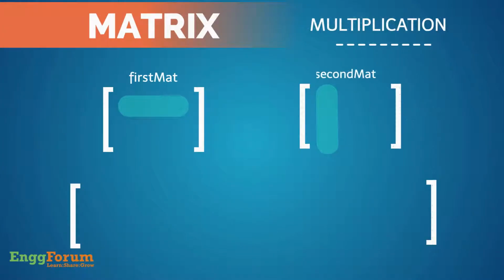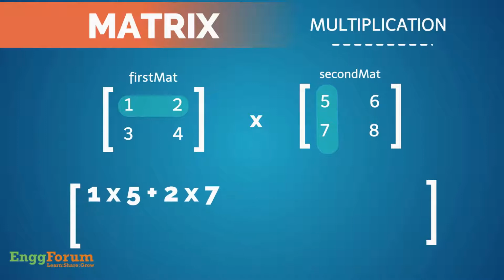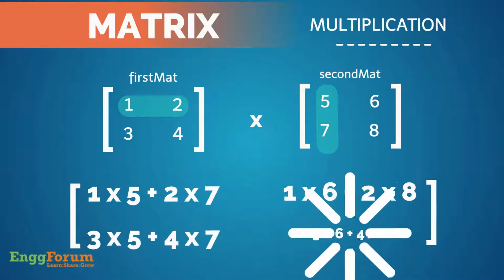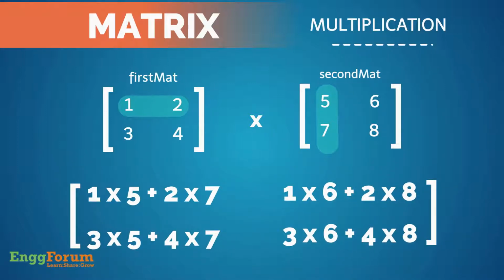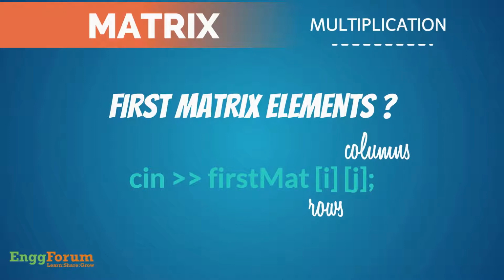Now, the steps to perform matrix multiplication are: first, multiply each number from the top row of the first matrix by the number in the first column of the second matrix. Insert the result in the output matrix. Repeat the steps for other rows and columns. The result matrix will have the same number of rows as the first matrix and the same number of columns as the second matrix. Our example program will be divided into 4 parts.